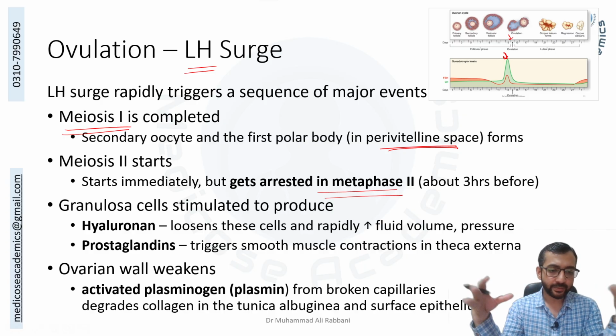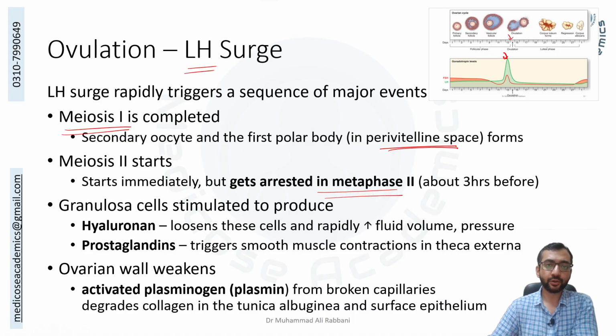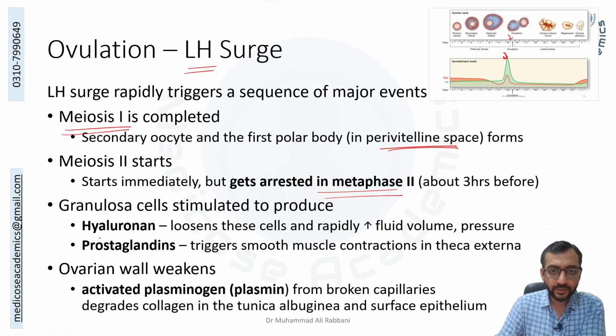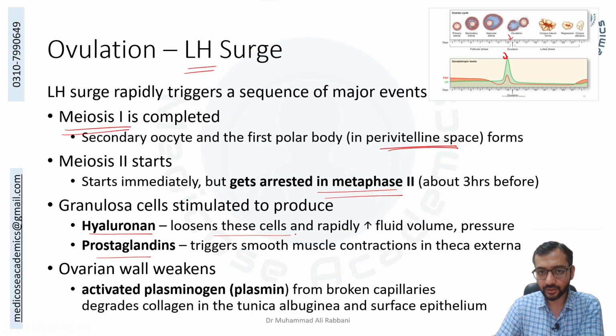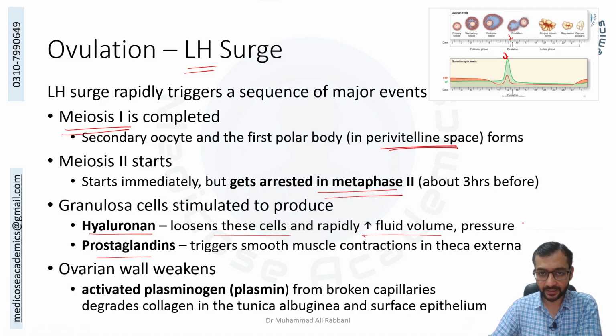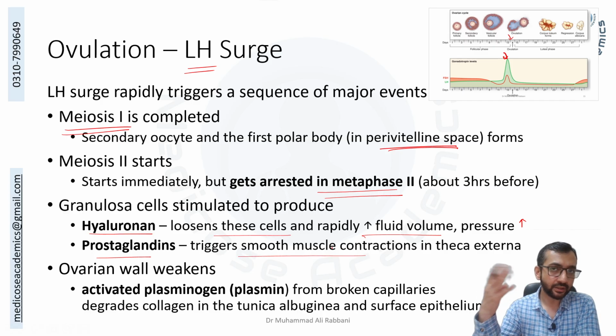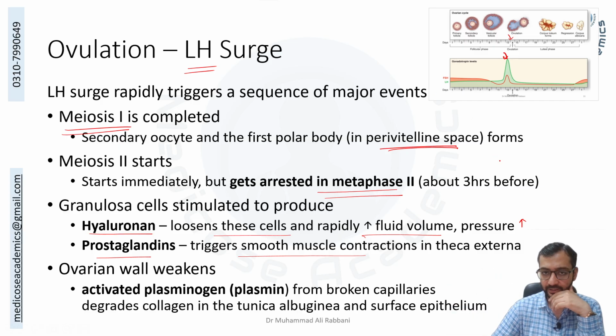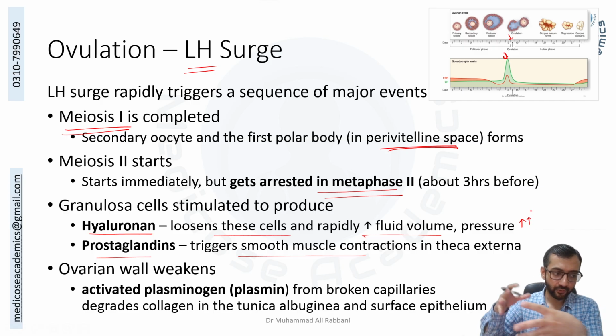Now the other things play their part. The granulosa cells are stimulated to produce hyaluronic acid and prostaglandins. Hyaluronic acid loosens the granulosa cells and imbibes water. It increases the fluid volume in the antrum cavity, so pressure increases. Then prostaglandins are released and they trigger smooth muscle contraction in the theca externa especially, and they increase the pressure further. So you have a very full follicle, and pressure is increasing constantly.